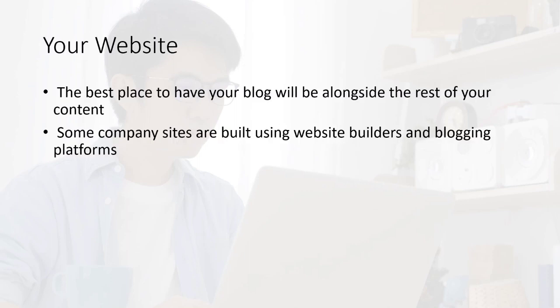Your website. This is a no-brainer. If your company already has a website, the best place to have your blog will be alongside the rest of your content. However, not all websites are built from scratch. Some company sites are built using website builders and blogging platforms, which will be the structure of our following options.